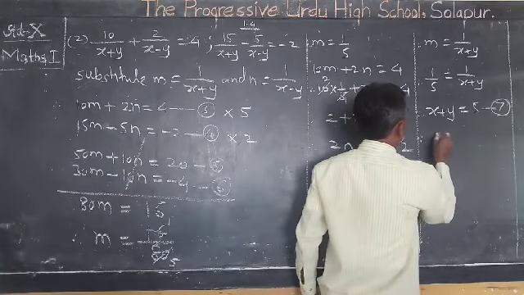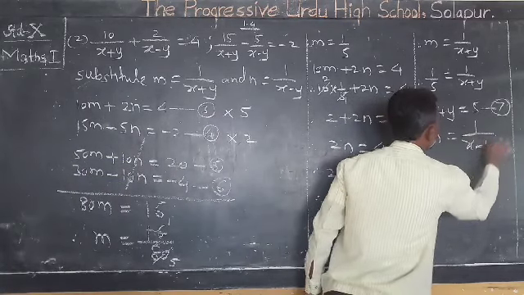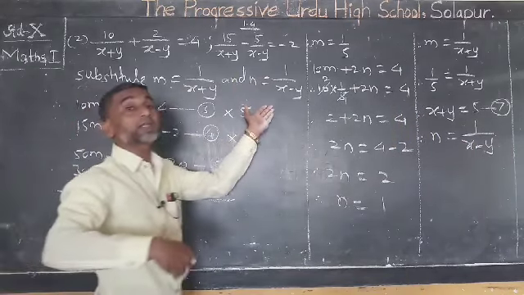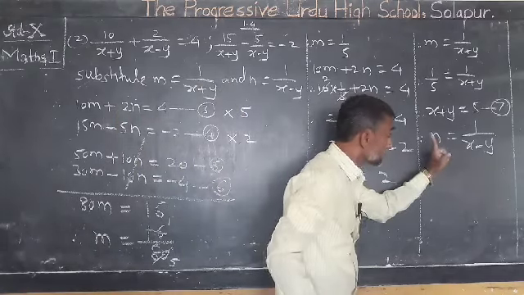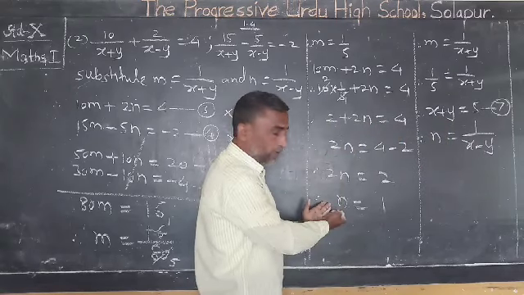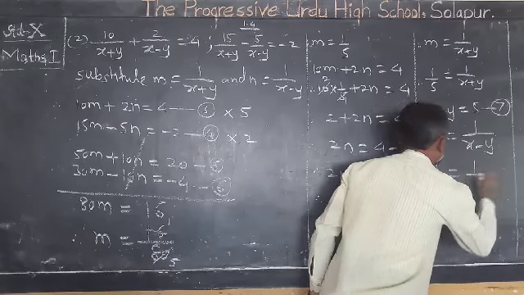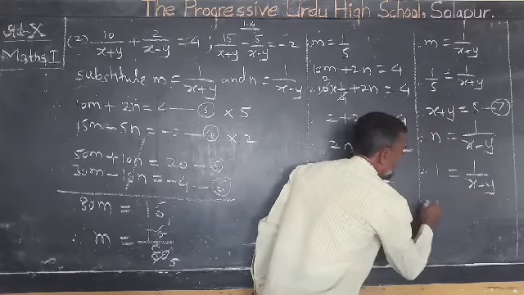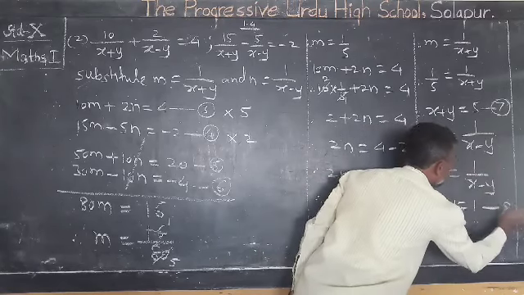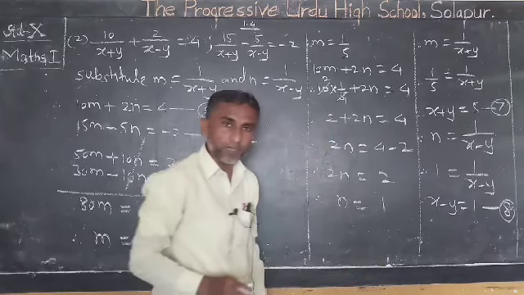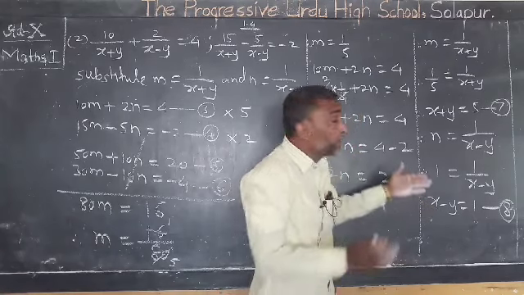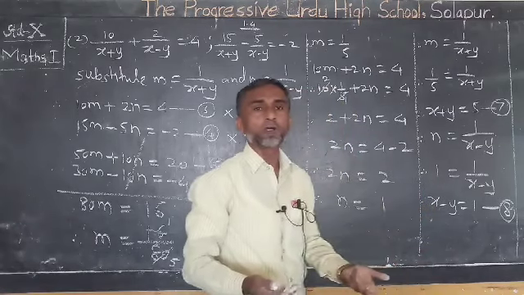Next, put the value of n. What is n? N means 1 upon x minus y. In the starting we have taken n is equal to 1 upon x minus y. Now we are resubstituting the value of n. What is n? N is equal to 1 upon x minus y. We have value of n is equal to 1. Put here 1 is equal to 1 upon x minus y. Again x minus y into 1, x minus y is equal to 1. This is equation number 8. In this way we got two simple linear equations in two variables. If we add these two, we will get the value of one variable.